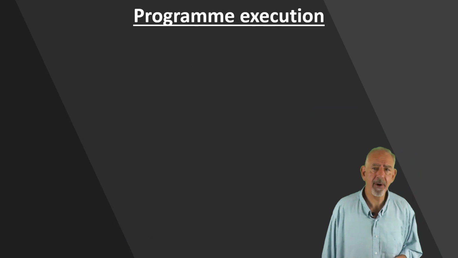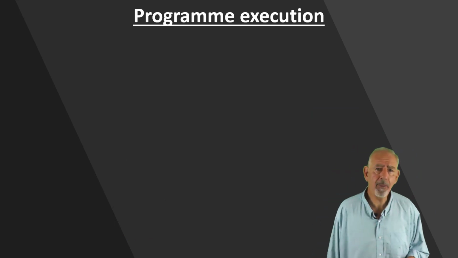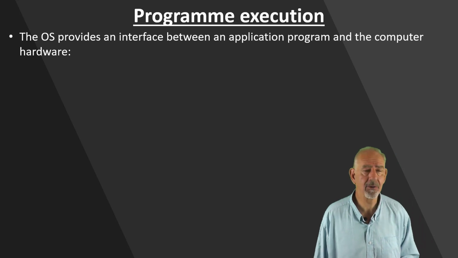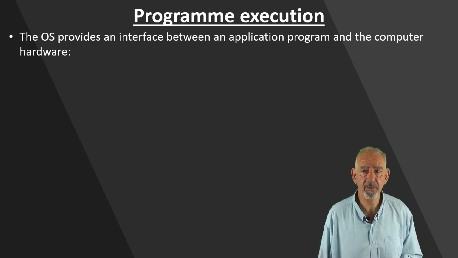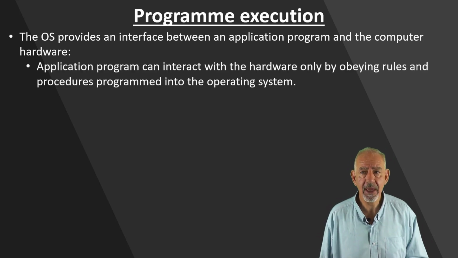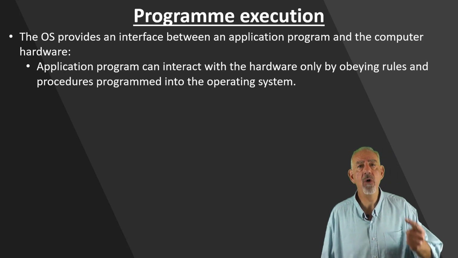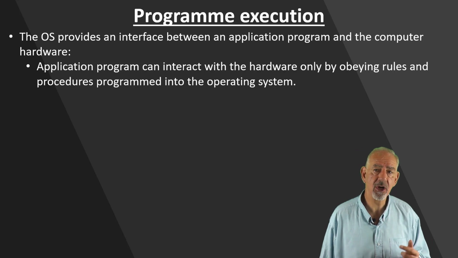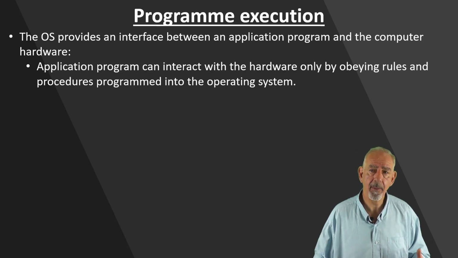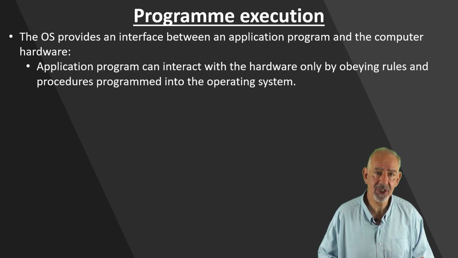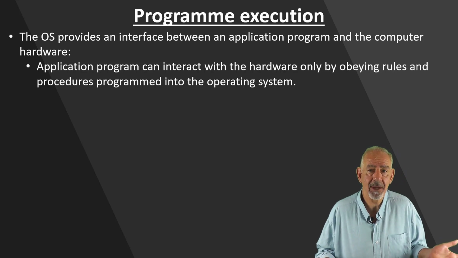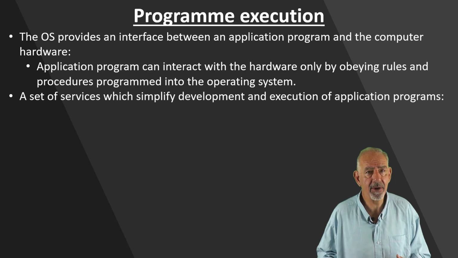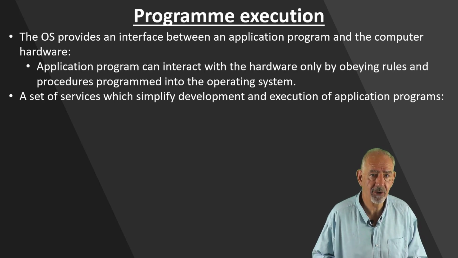So let's talk about program execution. The operating system provides an interface between the application program and the computer hardware, as we saw earlier on. And the application program interacts with the hardware only through the operating system and only by obeying certain rules and procedures that are programmed into the operating system. We've got to keep some order somehow. So we have a set of services which simplify the development and execution of application programs.